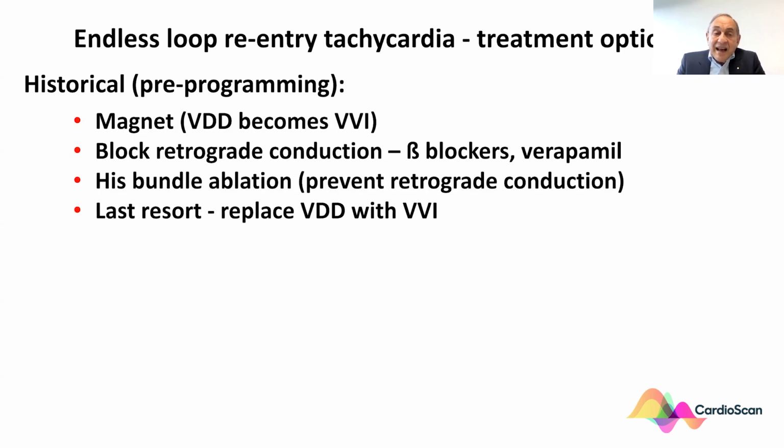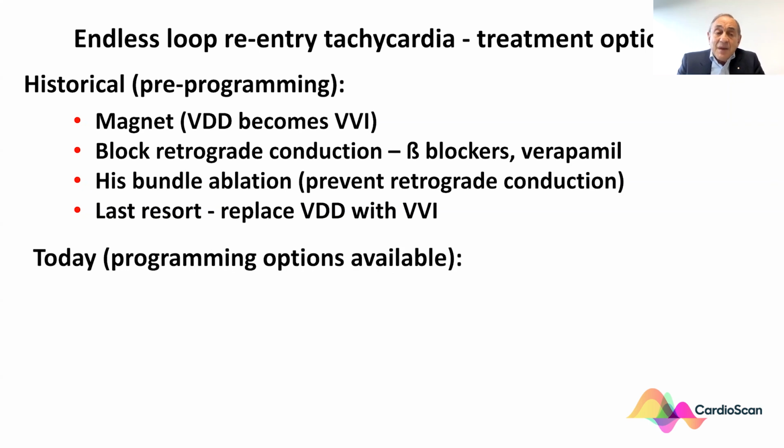Historically, we had very few treatment options. We could put a magnet over the pacemaker, which is what I used to do to make it VVI. We could block retrograde conduction with beta blockers and verapamil. We could do a His bundle ablation to prevent retrograde conduction. But these pacemakers were present at a time when His bundle ablation was a very significant procedure and not like it is today, and one generally avoided doing it. And as a last resort, we replaced the VDD pacemaker with VVI.